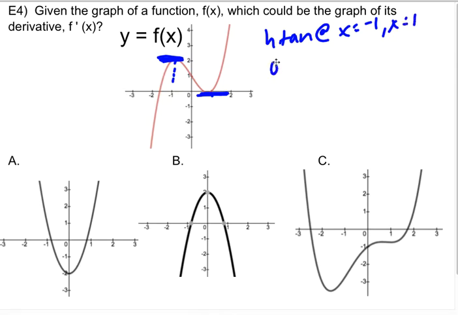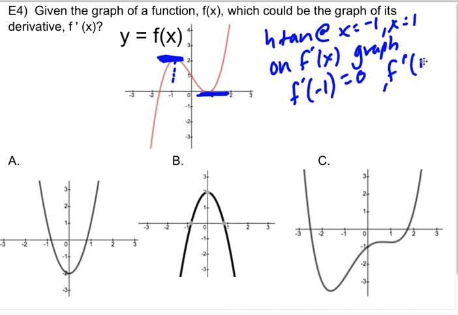What that means is on the f prime of x graph, f prime of -1 should be 0, and f prime of 1 should be 0. So when I look at my graph, I can see that here, that's not 0, it can't be A.